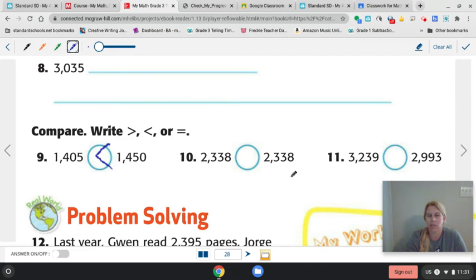2,338 compared to 2,338. Look, go to each place value. The 2s are the same, the 3s at the hundreds, the 3s on the tens, and the 8s on the ones. So these are going to be equal.